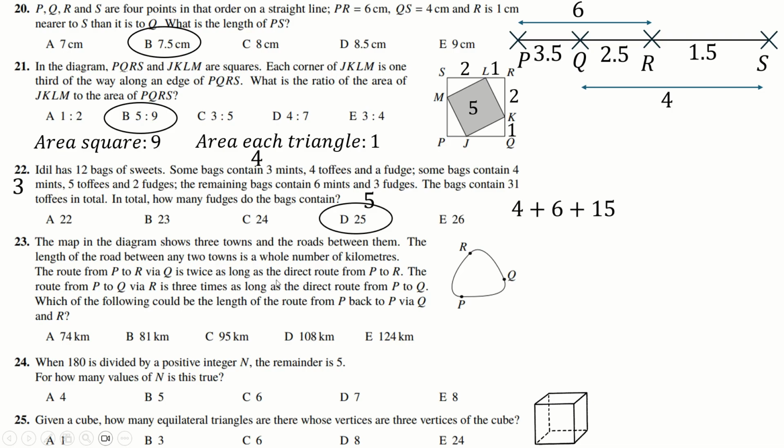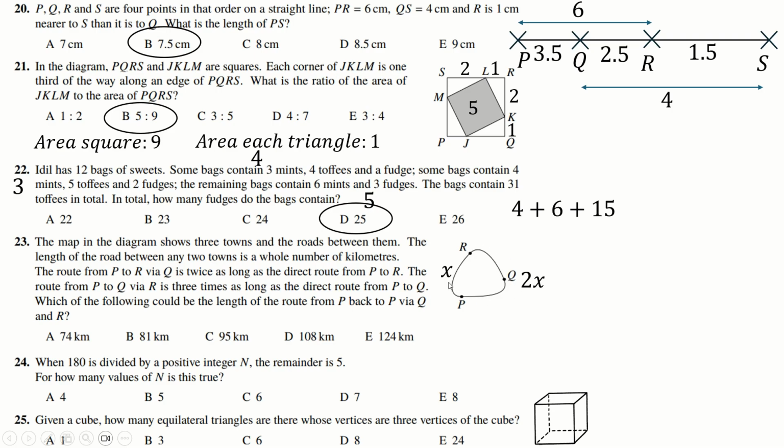So yeah, again, this question is also leveraging the fact that whole numbers can only do certain things. It says that the distance from P to R via Q is twice as long as going direct. So this thing here is twice as long as this thing here. So if I call this thing here x, then this thing here is 2x, except this distance here is a whole number of kilometers. So the total distance all the way around is 3x, obviously.